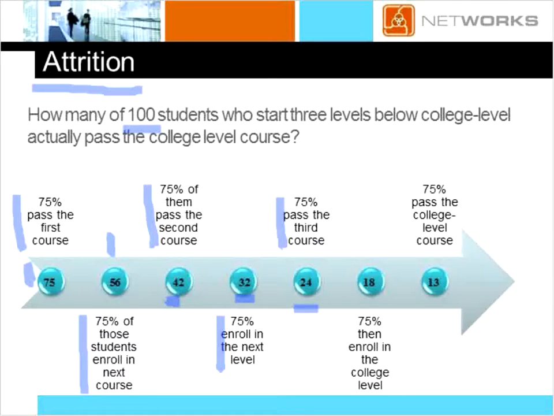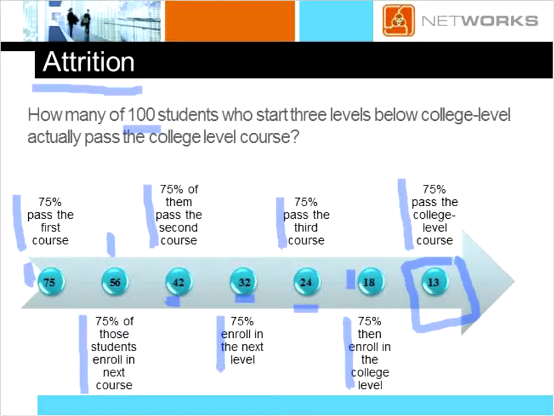We're at 24. 75% enroll in the next college level. We're at 18. And then 75% finally pass the college level course. And we're left with 13 students, which is a horrible amount.